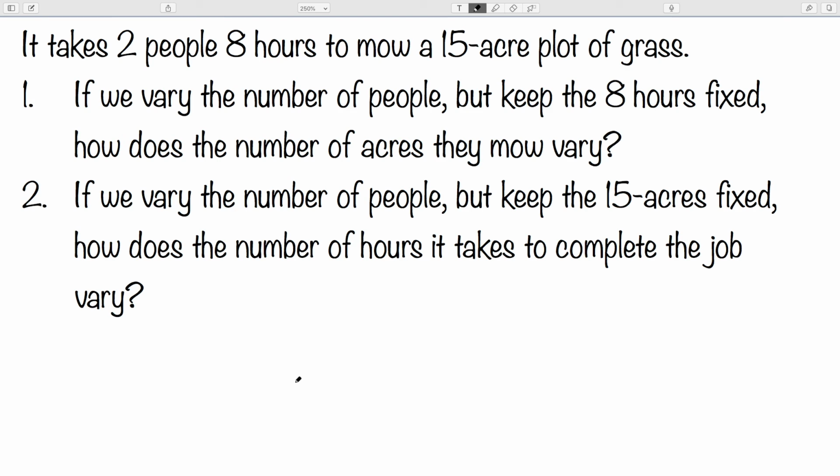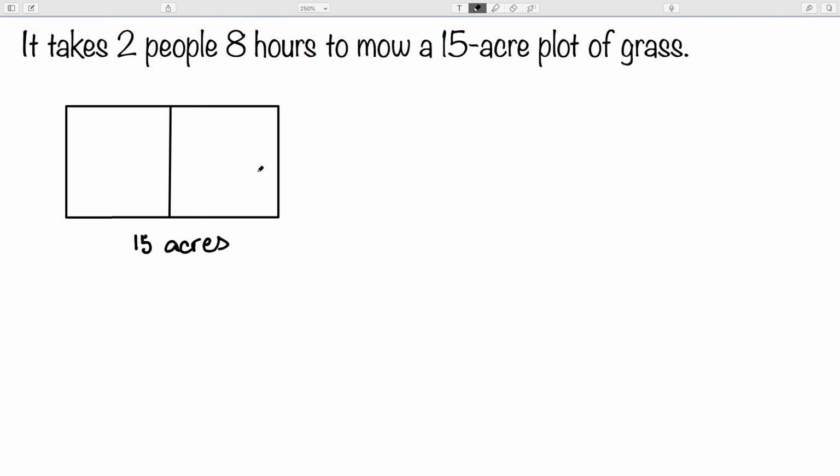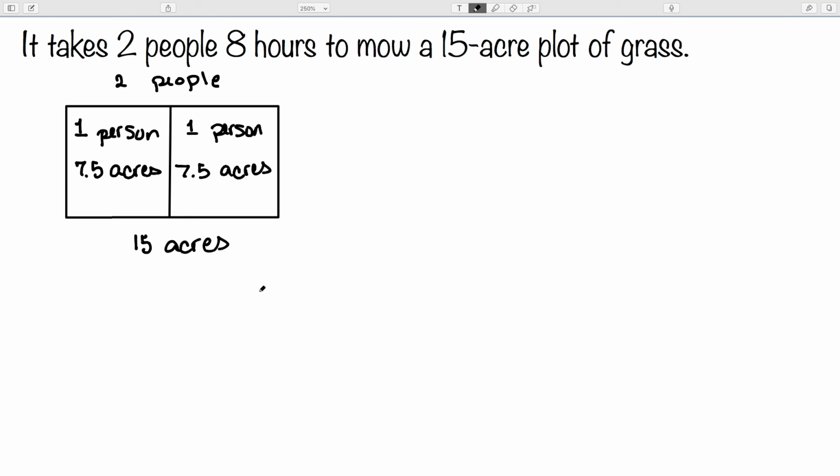Well, let's start by breaking down what we do know about this problem. Let's suppose we have this 15-acre plot. We know we have 2 people, which is why I've split this into 2 pieces. So this here is going to be 1 person. This here is 1 person. And we know that this is each 7.5 acres. So each person is going to mow 7.5 acres in 8 hours.